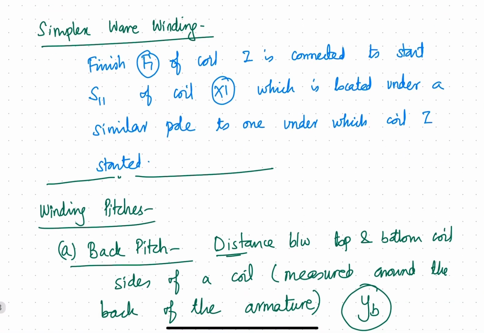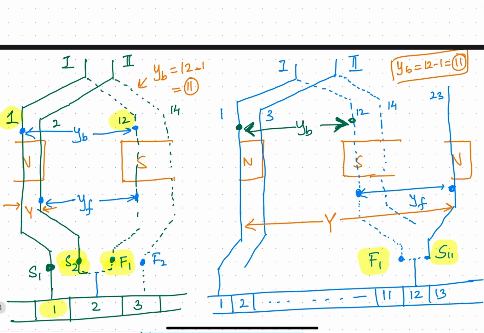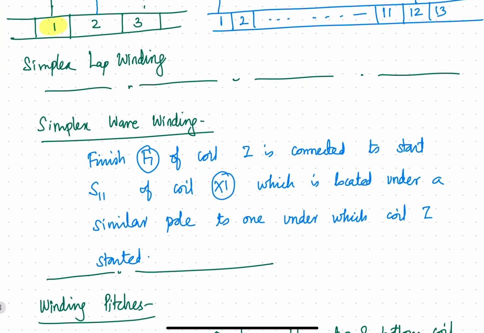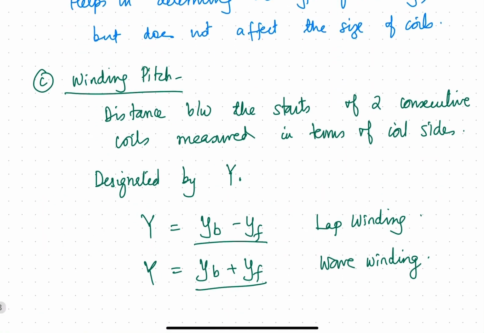Okay, so the winding pitch here is 11 minus 9, which is equal to 2, and in this case it's 11 plus 11, so it's 22. So this is about the winding pitch.